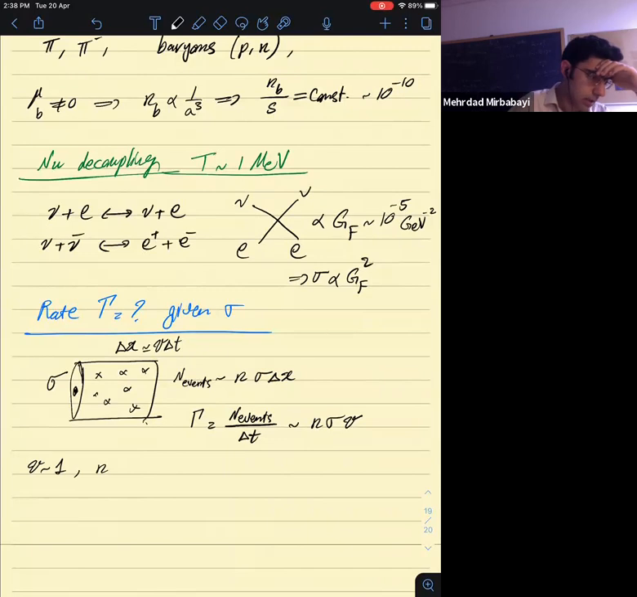What is n? Again, since these are relativistic particles, n would be of order T cubed, basically by dimensional analysis. And the cross section, we said, is proportional to G Fermi squared, but cross section has dimension of area, while G Fermi has the dimension of length squared. So G Fermi squared will have the dimension of length to the fourth. To make the cross section something with dimension of area, we have to multiply by T squared, again because that is the only relevant energy scale in this problem.